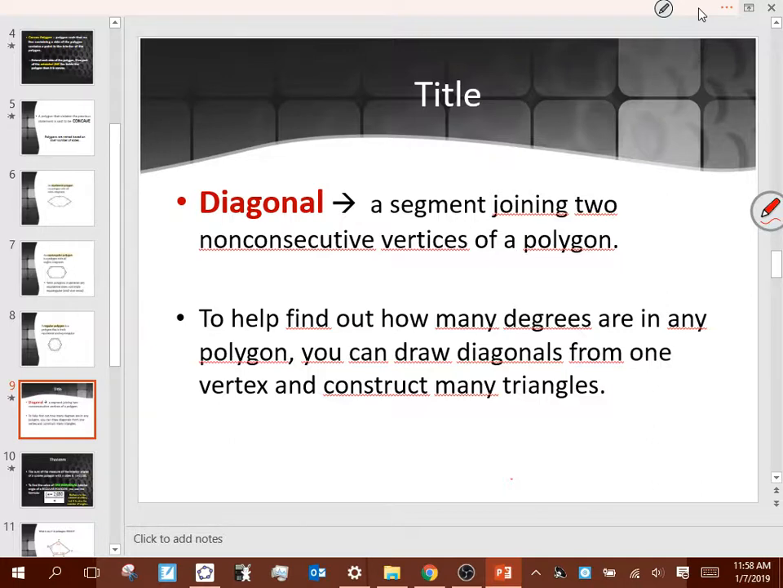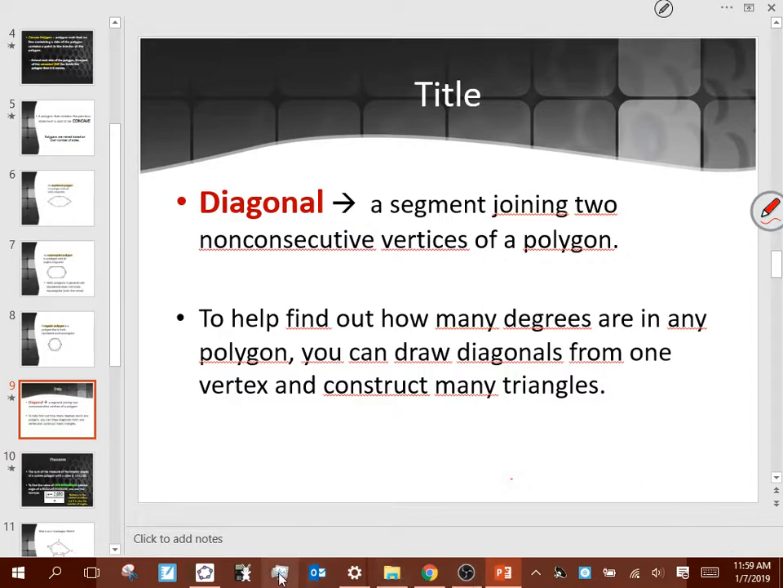Now, writing my definition that way is not a really good math way of doing it. So we write it this way: a diagonal is a segment joining two non-consecutive vertices of a polygon. What does consecutive mean? In a row. So Monday, Tuesday, Wednesday, Thursday are consecutive days because they're in a row, right? If I go Monday, Wednesday, were they consecutive? No, I missed a day. I skipped over something. So skipping over something eliminates consecutiveness.